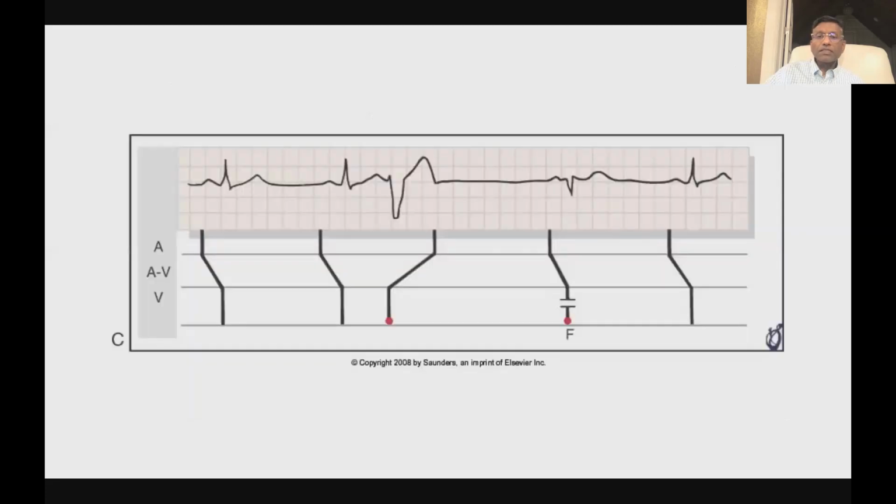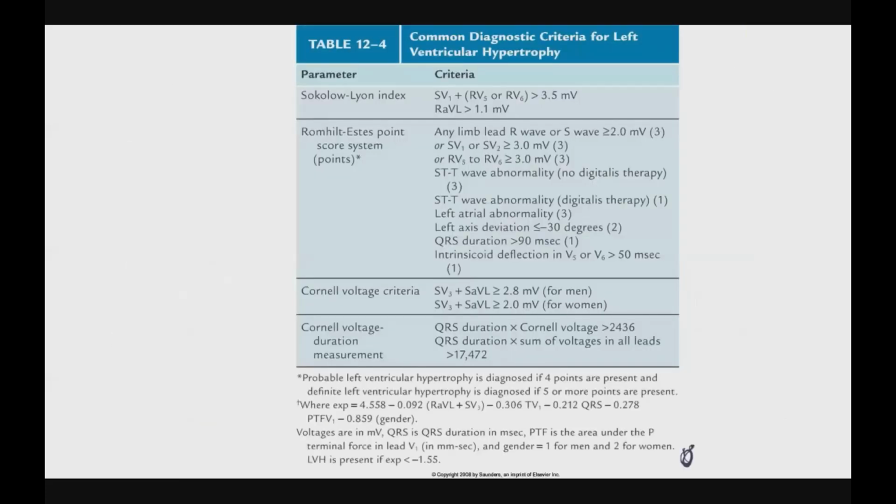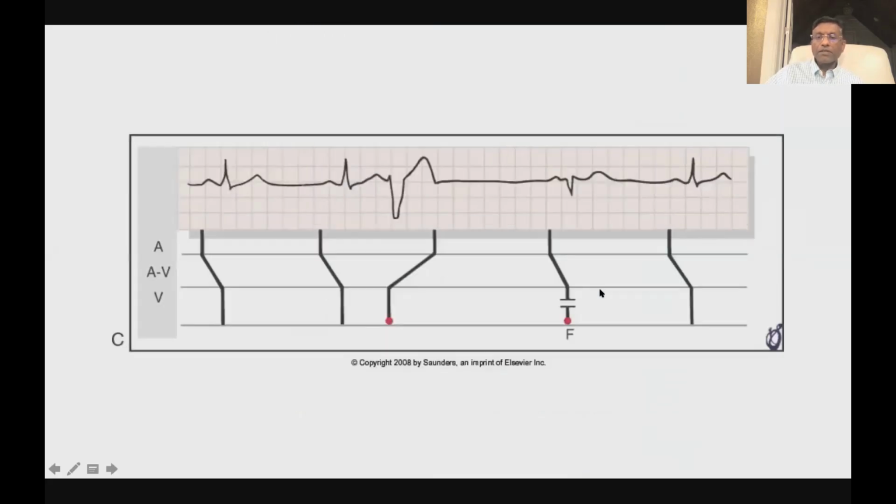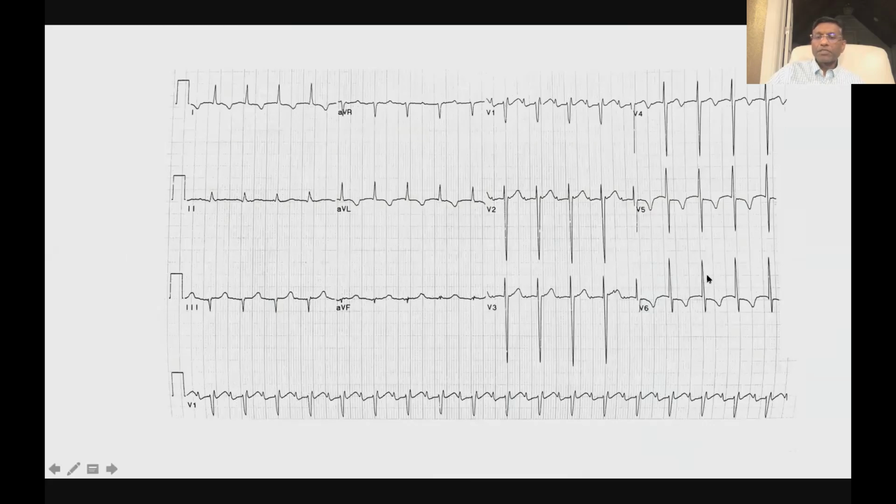So let's look at this here for a second. And when you look at hypertrophy, remember that the left-sided leads, which are 1, AVL, V5, V6, you remember 1 and AVL are like the left arm lead, and V5, V6 look from the left side of the chest. Remember, V6 is over in the mid-axillary line, looking from the left side. So when you get prominent voltage there, and you get a dominant going away from V1 and V2, then that's consistent with left ventricular hypertrophy.